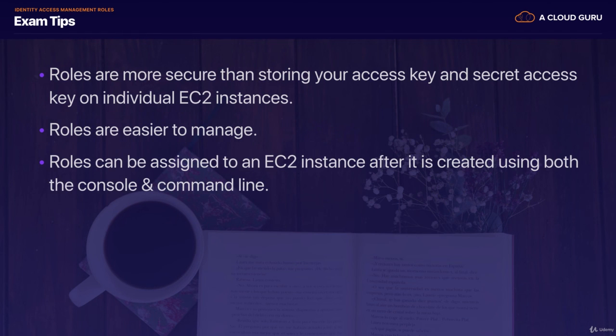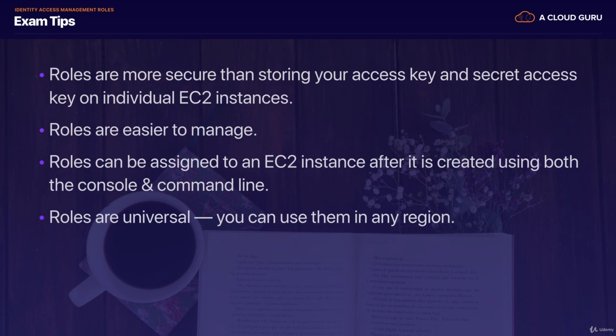Roles can be assigned to EC2 instances after they're created, both using the console as well as the command line. Roles are universal, so you can use them in any region. We created that role in IAM, and we were able to use it in the London region. Likewise, we'd be able to use it in the Northern Virginia region or anywhere else in the world.